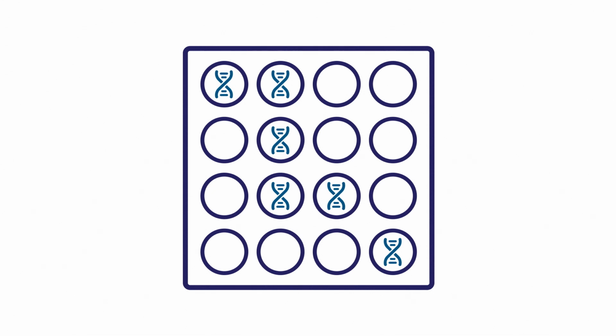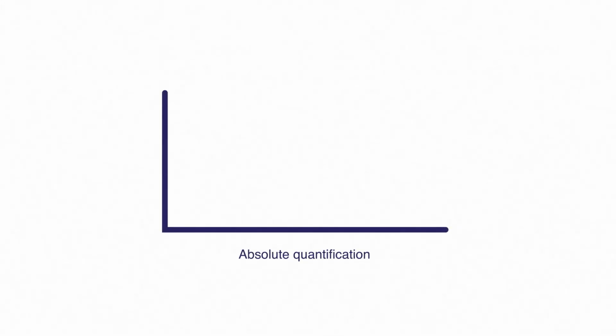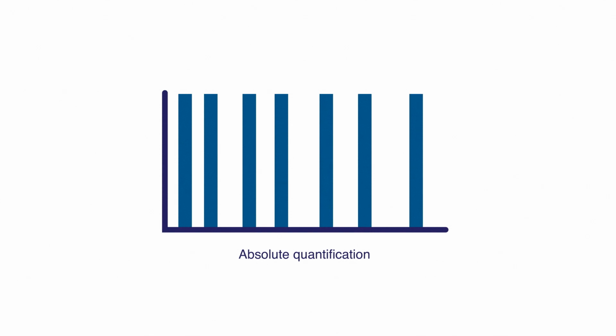A portion of these reactions will contain the target molecule and are positive wells. The other wells do not contain the target molecule and are negative wells. Following PCR analysis, the fraction of negative answers is used to generate an absolute answer for the exact number of target molecules in the sample, without referencing to standards or endogenous controls.